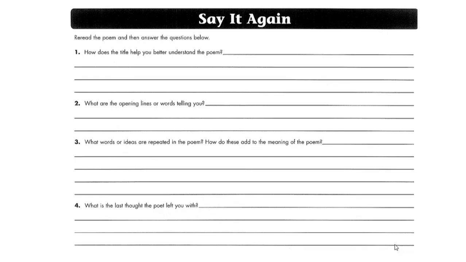So in your reads today, you are going to read the poem, reread it again, because good readers always reread, and then think about how the title helped you understand the poem. What are the opening words or lines or phrases telling you? Or any words or ideas repeated that add any kind of meaning to the poem that help you get to the big idea? And what is the last thought the poem left you with? How did they end it? And what do you think the big idea of your poem is? That theme.